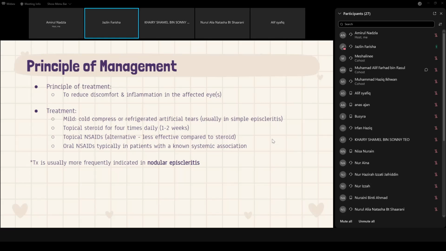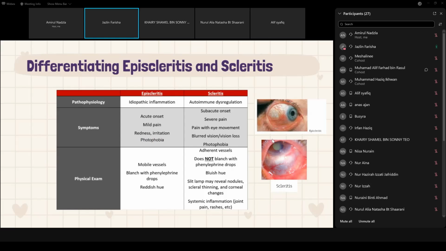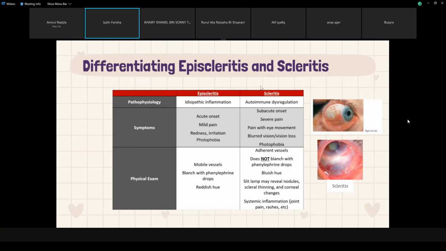And oral NSAIDs are typically for patients with a known systemic association. And then lastly, I will talk about the difference between episcleritis and scleritis, so my friend will discuss more about the scleritis. So episcleritis is an idiopathic inflammation, while scleritis is autoimmune dysregulation.